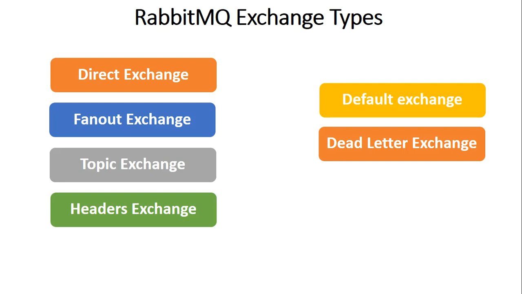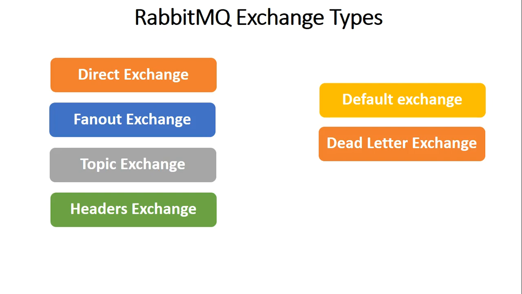And then we will also see how we have the default exchange and dead letter exchanges as well, which fall under the subcategories. If we talk about a direct exchange, in the case of a direct exchange, there is a binding between the routing key and the binding key, between the exchange and the queue.